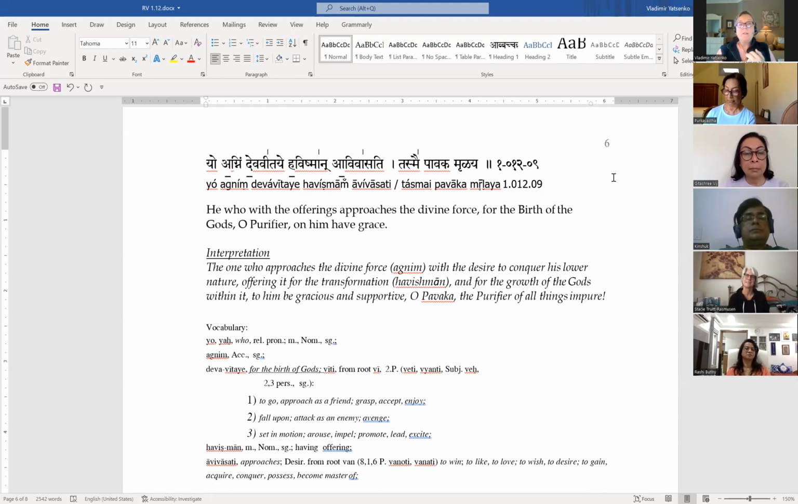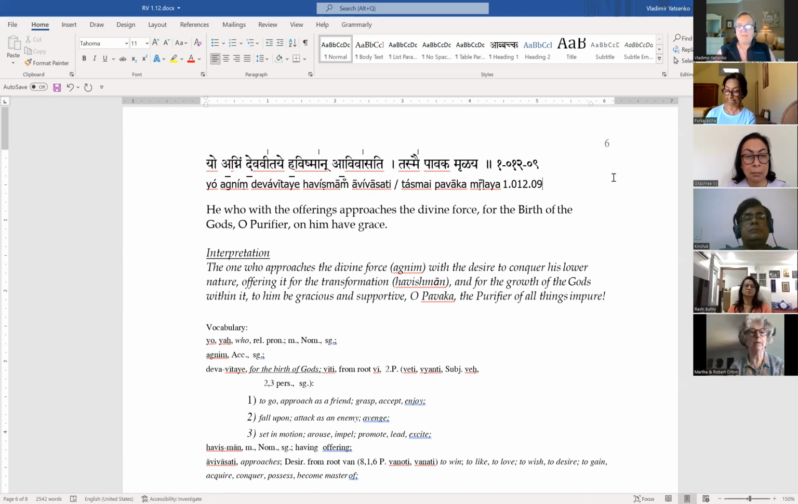So he who with the offerings approaches the divine force, for the birth of the gods or purifier, on him have grace. Yo Agnim Deva Vitaye Havishman Avivasati, the one who wishes to love or to appropriate, to conquer or to win, let us say, to gain, to acquire, to possess, to become master of, the one who wishes to have Agni as the master of his being, coming to him with the havis, with the offering, unto him be merciful, O Pavaka, O purifier.